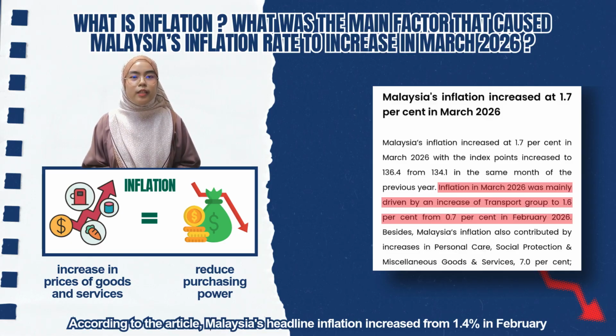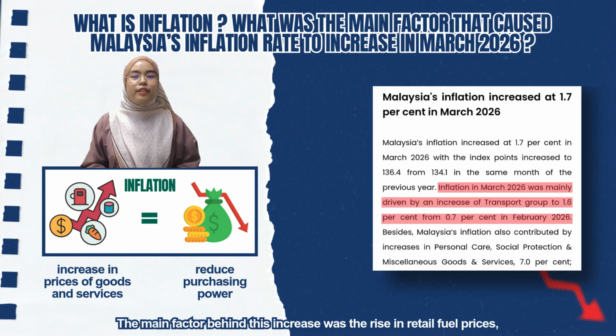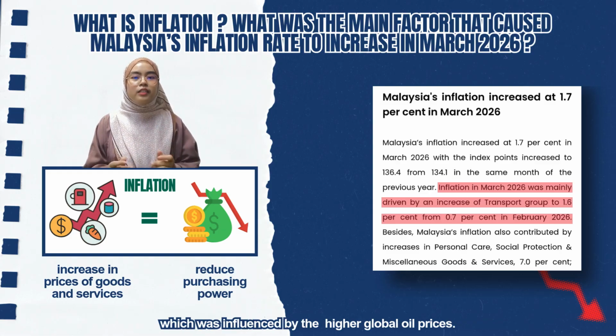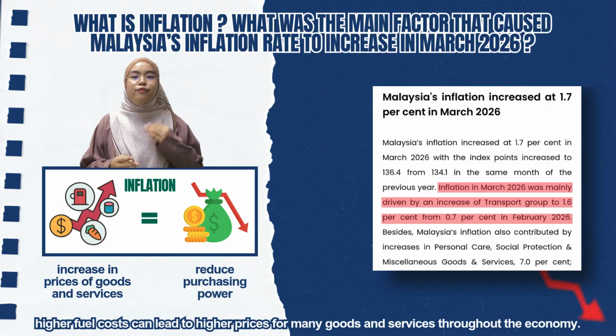According to the article, Malaysia's headline inflation increased from 1.4% in February to 1.7% in March 2026. The main factor behind this increase was the rise in retail fuel prices, which was influenced by the higher global oil price. Since fuel is used for transportation and business operations, higher fuel costs can lead to higher prices for many goods and services throughout the economy.